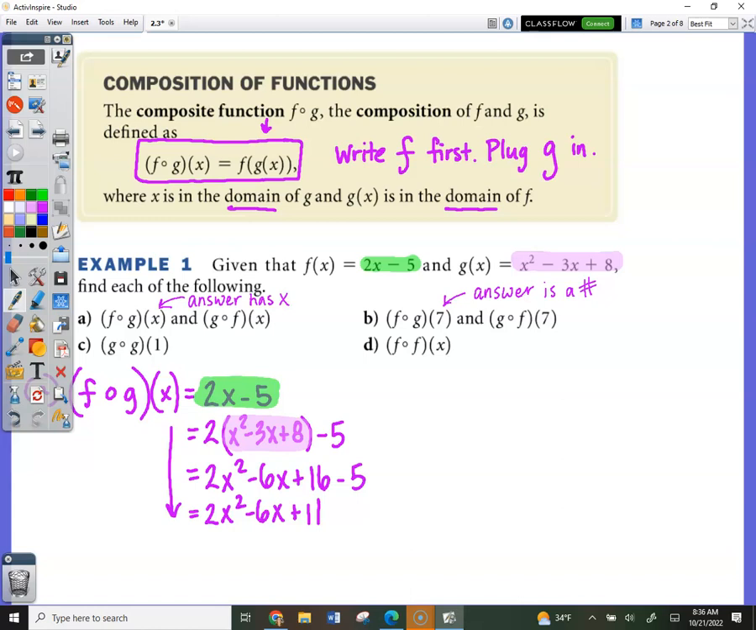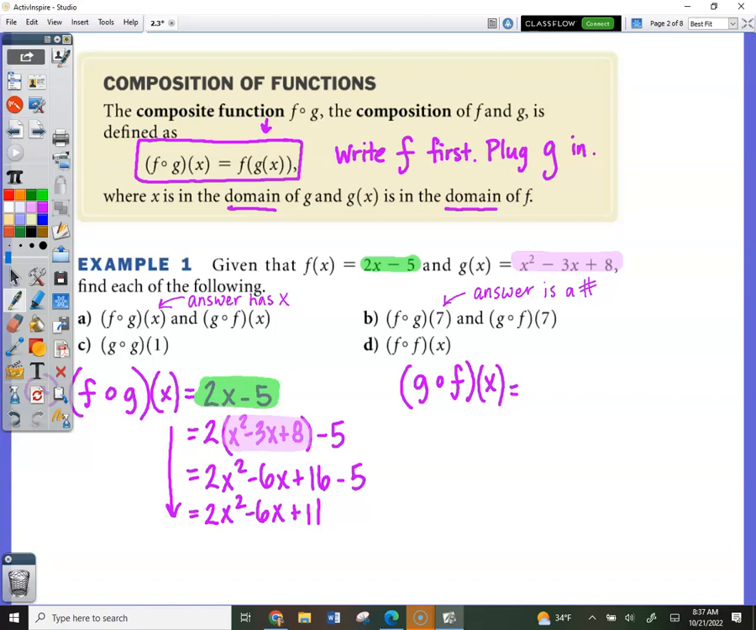Okay, notice it says now find g of f. I'm just going to come over here because there's not going to be any room over there. So I'm going to come right here and write g of f of x, which means your final answer should have x in it. So read the directions.